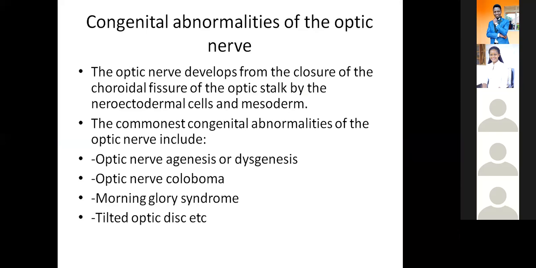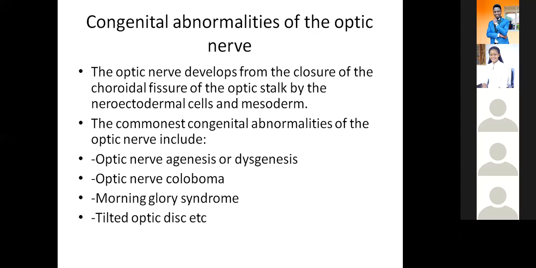I will only name a few congenital optic nerve abnormalities. If you remember the embryology of the eye, the optic nerve is the extension of the optic vesicle from the neuroectoderm. As the optic vesicle enlarges, there is a cleft in the optic vesicle, which is called the choroidal fissure, where mesodermal cells migrate from the neuroectoderm to fill the space in the eye, forming the vascular tissues of the eye and so on.